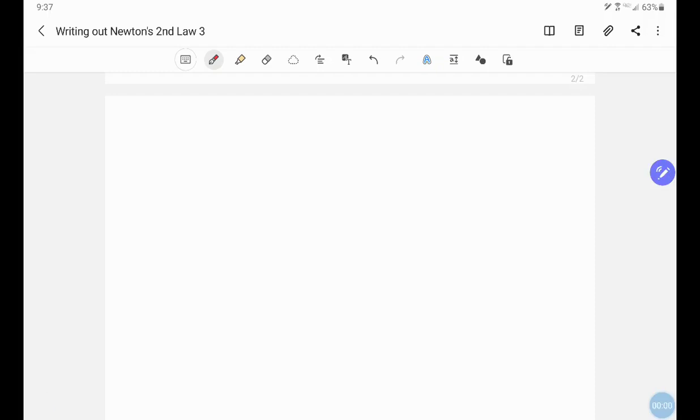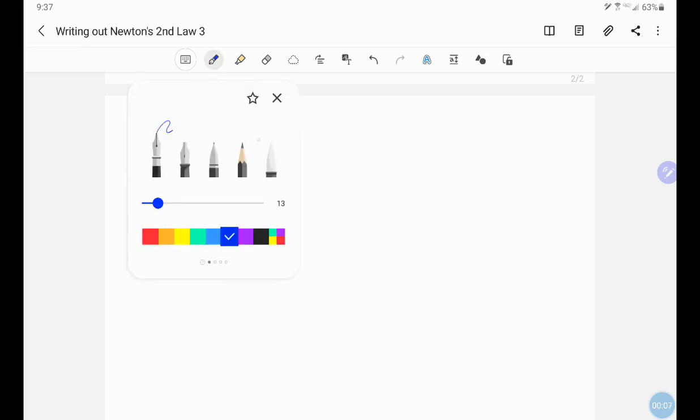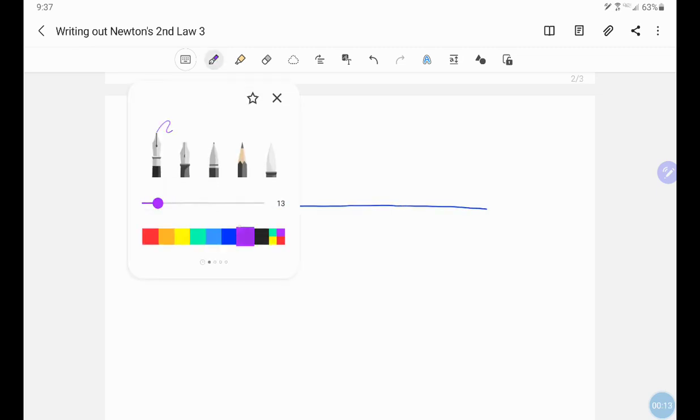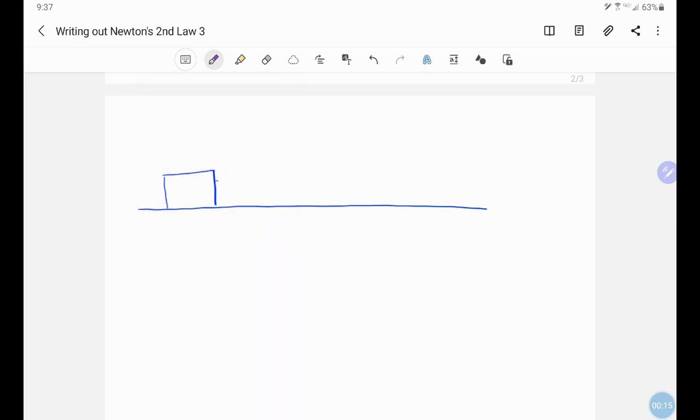Alright guys, as promised, this video is going to introduce friction into our Newton's second law problem. So I'm going to start with my favorite, our lovely box here. And this time I'm going to add friction. So we have our applied force. For now, we're not going to put it at an angle. We have friction.